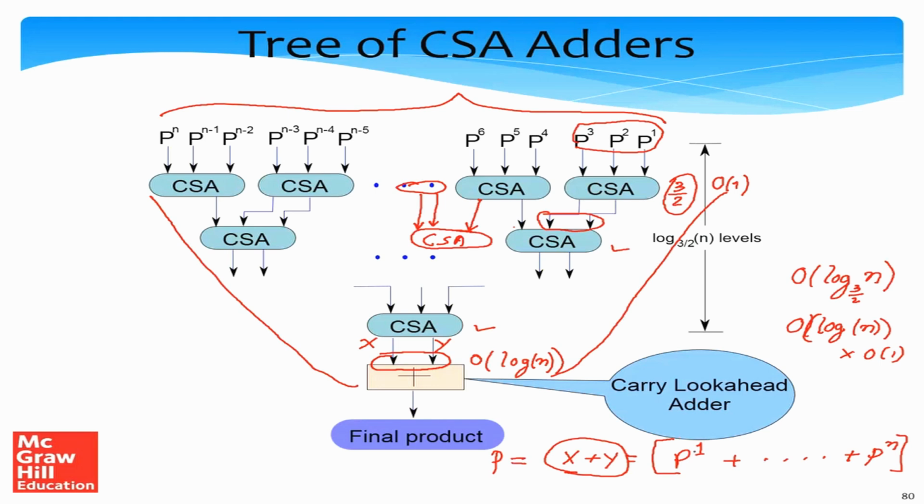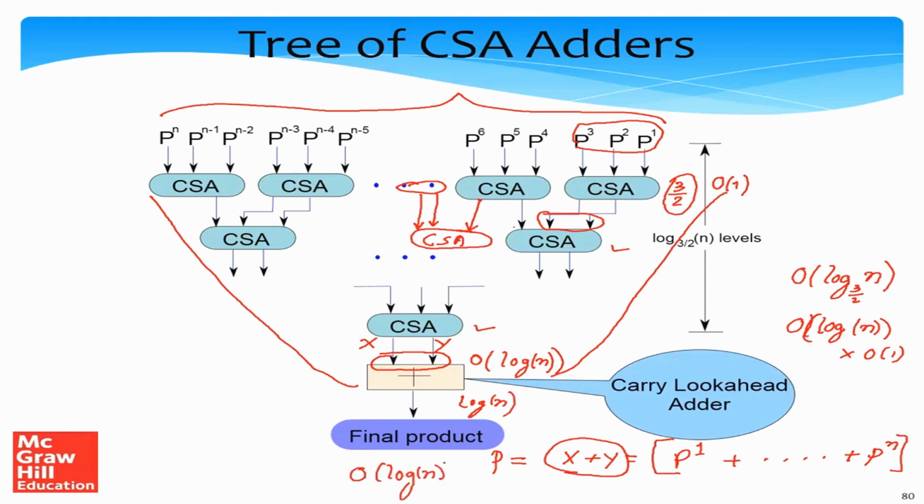So first thing that we do is we add these n partial sums to come up with two numbers x and y, such that x plus y is equal to P1 till Pn via a tree of carry save adders, and each carry save adder takes order 1 time. And since we have log n such levels, the total time is log n. And finally, we need to add x and y with a carry look ahead adder, which again takes log n time. So as we can see, the final result we can get in order of log n time.